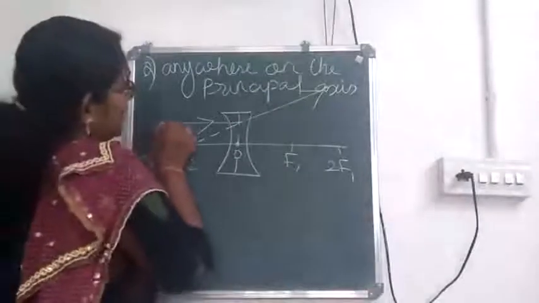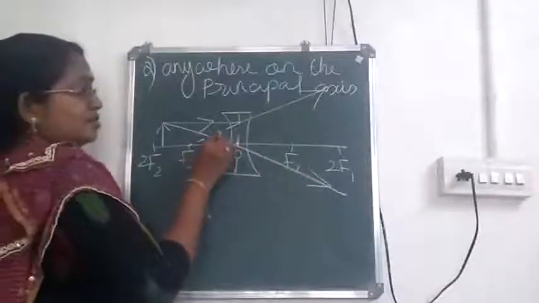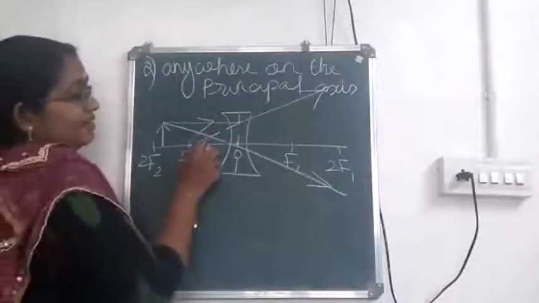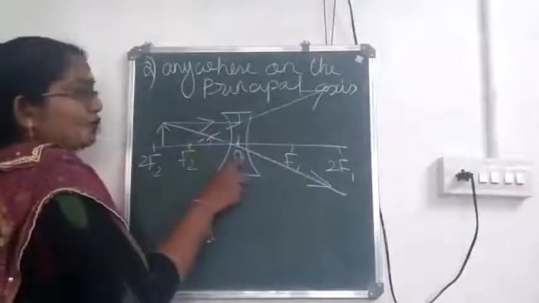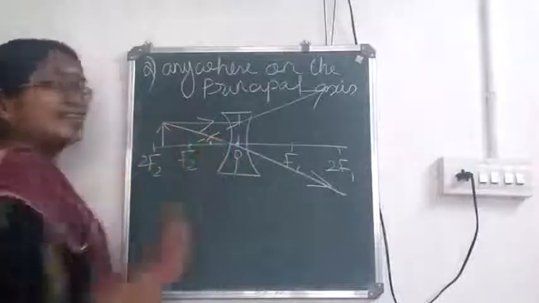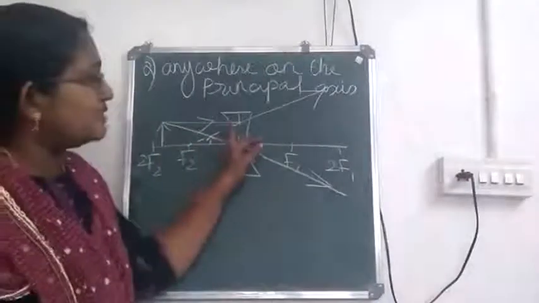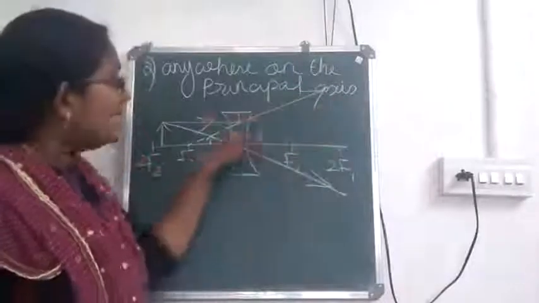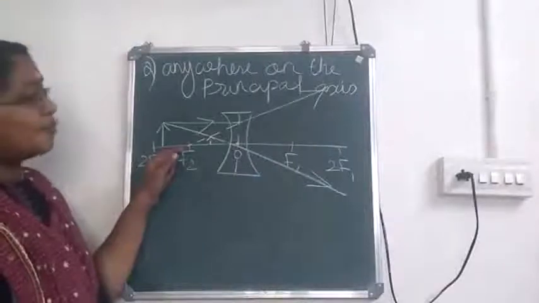Then the next one, the ray moving through the optic center, goes without any deviation. And where did these two rays meet? It meets between F2 and O, and here we are getting the image. First ray parallel to the principal axis, after refraction it moves up. I have extended it backward so that it appears to come from the second focal point.